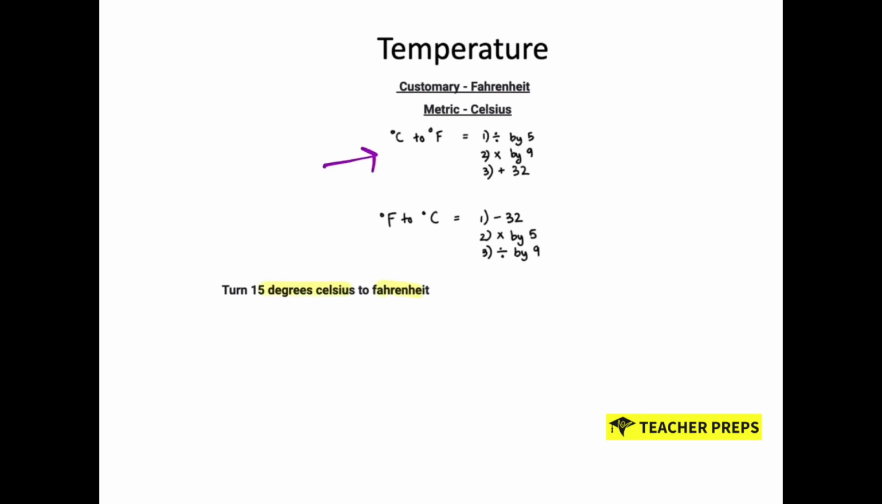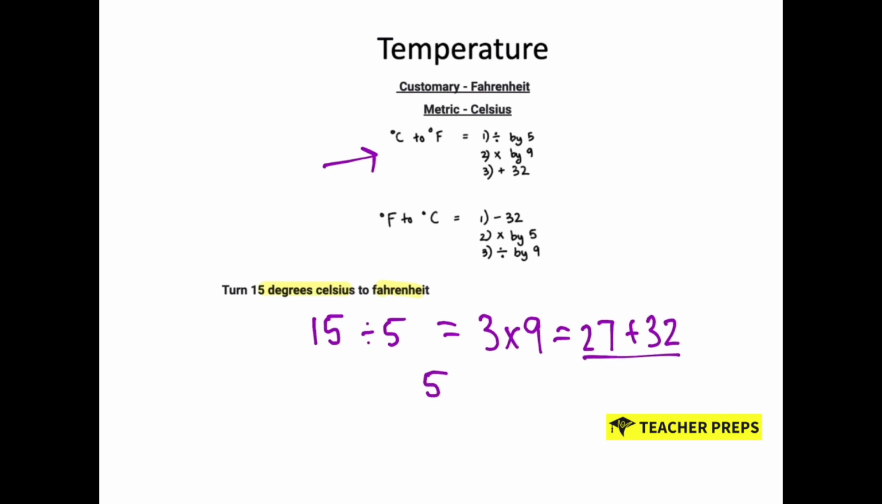So we're going to use the steps in the first part, Celsius to Fahrenheit. The first step is to divide by 5. 15 divided by 5 is 3. Then it says to times by 9. 3 times 9 is 27. And then it says to add 32. When you add 27 and 32, you get 59. So we have 59 degrees Fahrenheit.